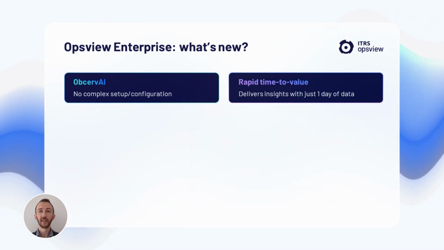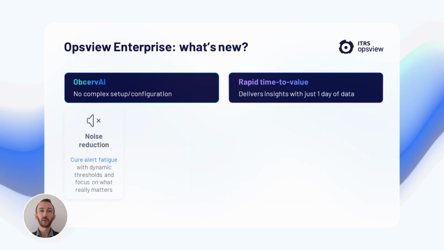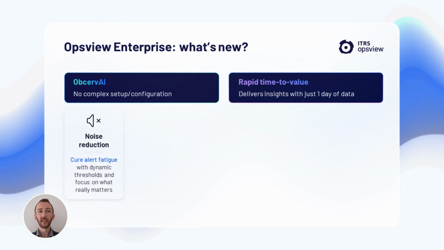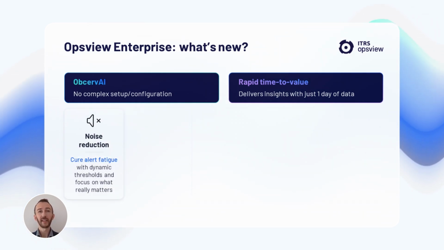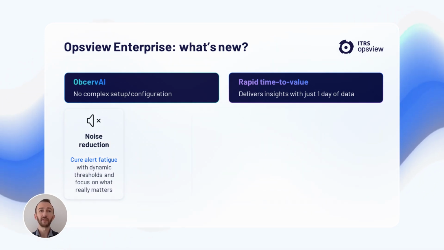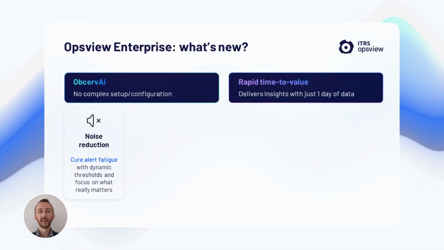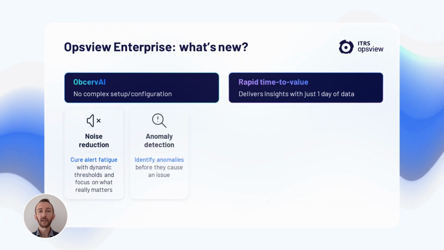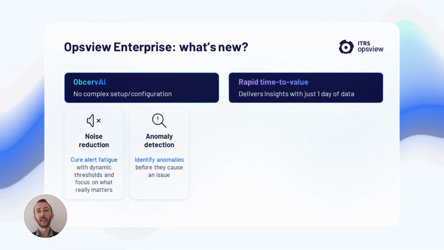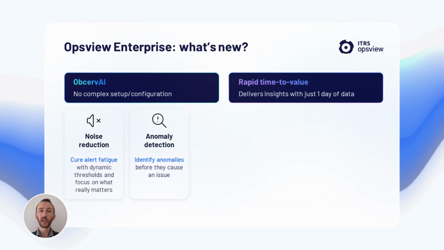capabilities. So one of those key capabilities that we're offering is around noise reduction, making sure we can cure alert fatigue by focusing on dynamic thresholds rather than static ones, so you can really focus on what matters. We're also offering anomaly detection, the ability to identify anomalies in your estate before they cause an issue. And this fits really nicely with the next one, on being able to shift from reactive to proactive monitoring.